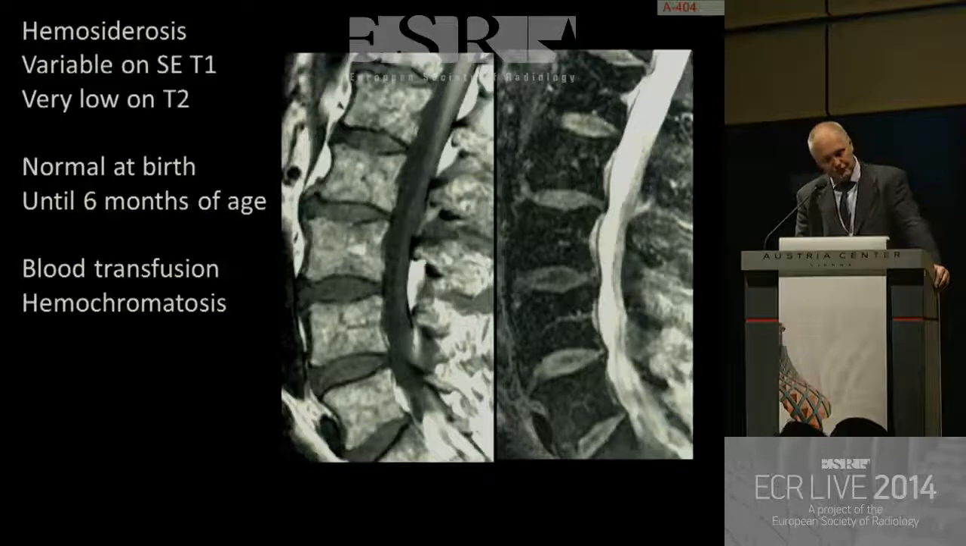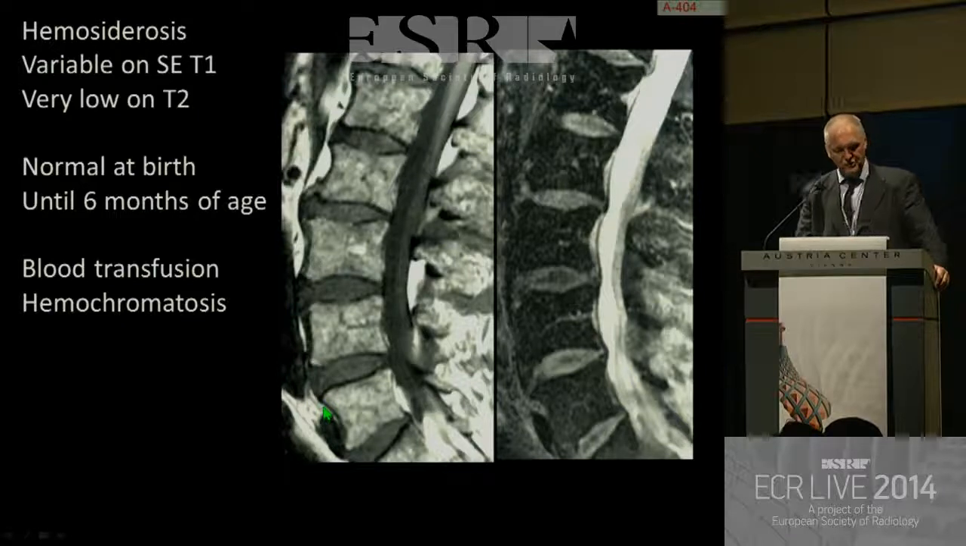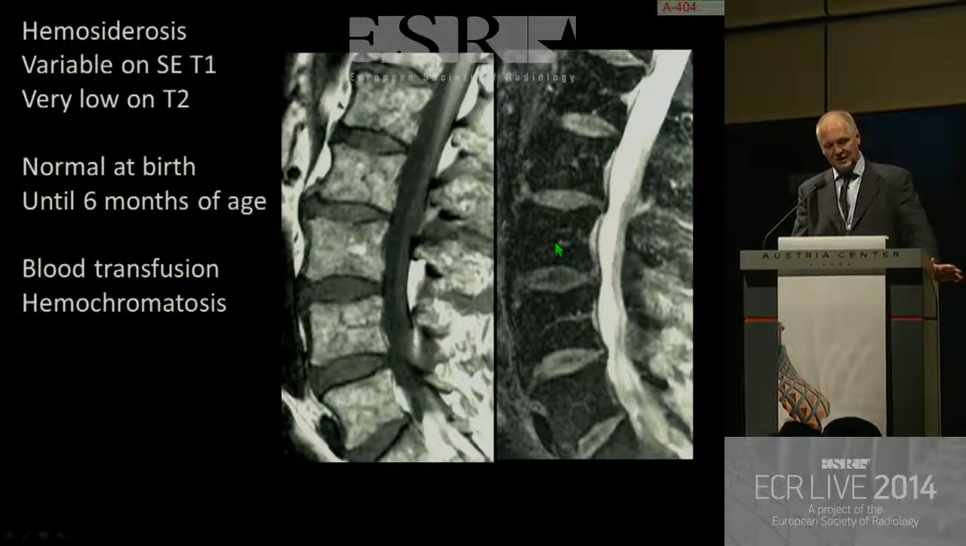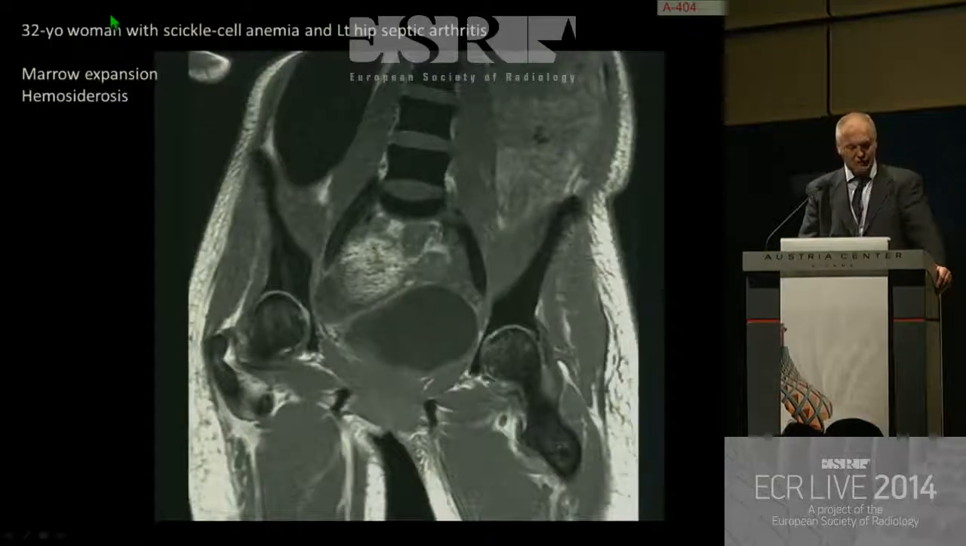Now, if you do a lot of blood transfusion, you can have this unusual appearance of a rather normal, although a little bit heterogeneous marrow on T1 and very low, markedly low on T2. This is no more intermediate signal intensity. This is very low signal intensity on T2, which is related, in this case, to hemosiderosis.